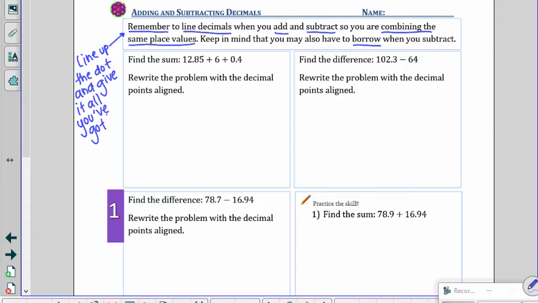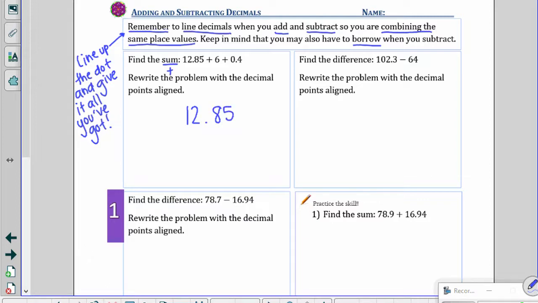So our first problem here asks us to find the sum of 12 and 85/100, 6 and 4/10. Now sum is the answer to an addition problem. So when you see that word sum, you need to add. We've been asked to rewrite the problem with the decimal points aligned. So let's start with 12 and 85/100. Notice I said and when I got to that decimal point.